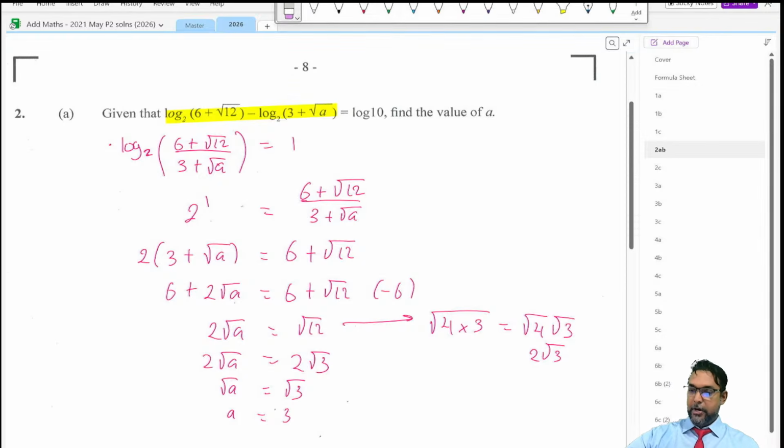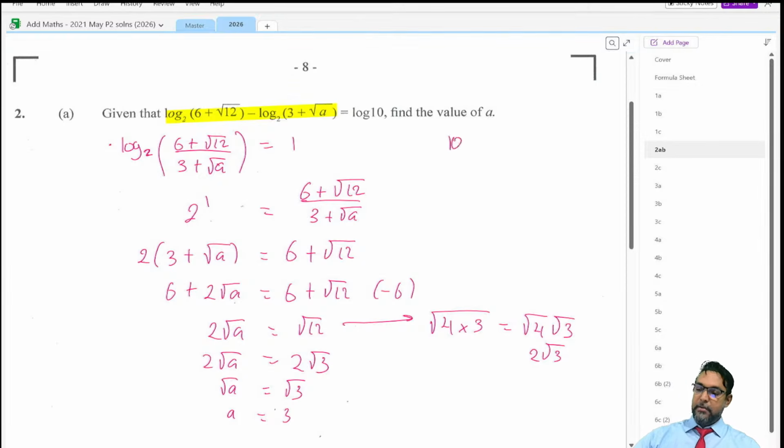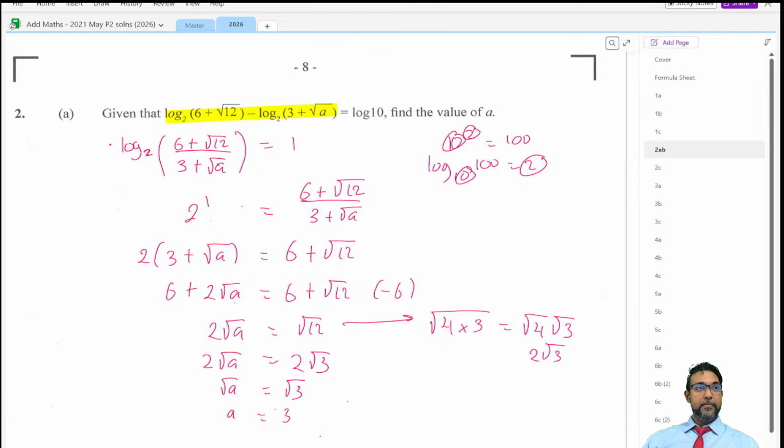Right. So check this. If 10 to the power 2 is 100, the log to base 10 of 100 is 2, because 2 is the power to which the base is raised. So imagine this whole fraction here, and let's just say we call that x. To convert to index form, we take the base, raise it to the power, and put it equal to that.